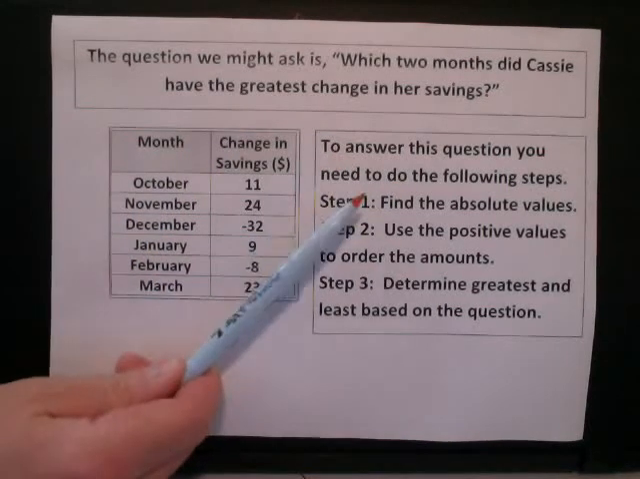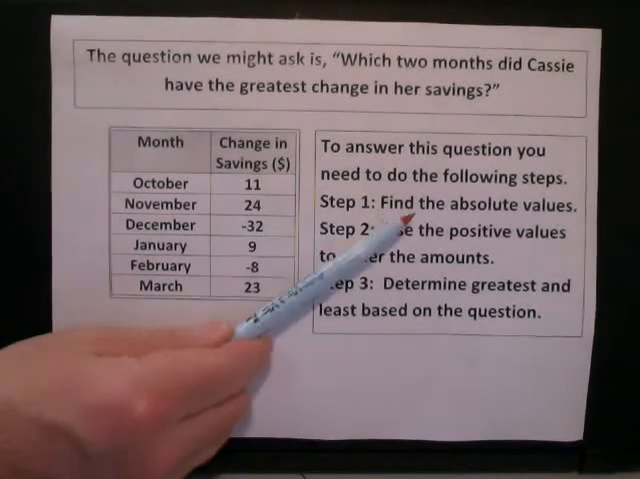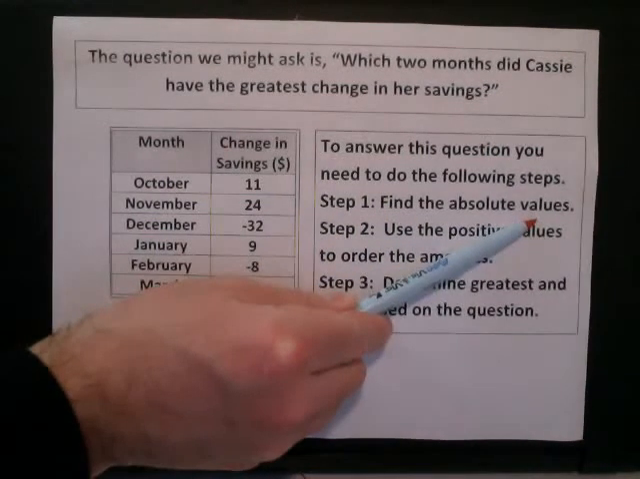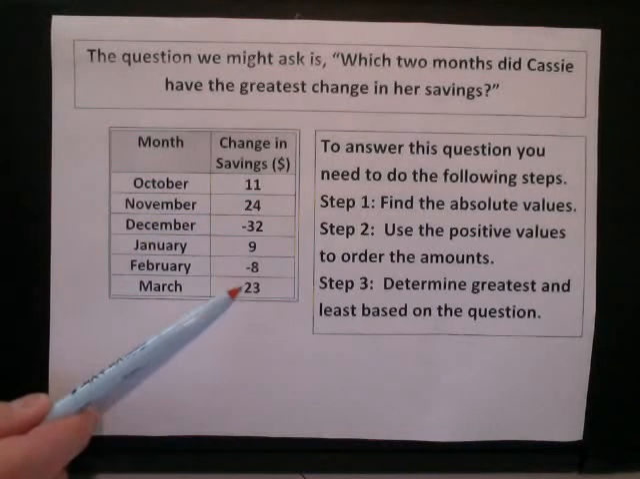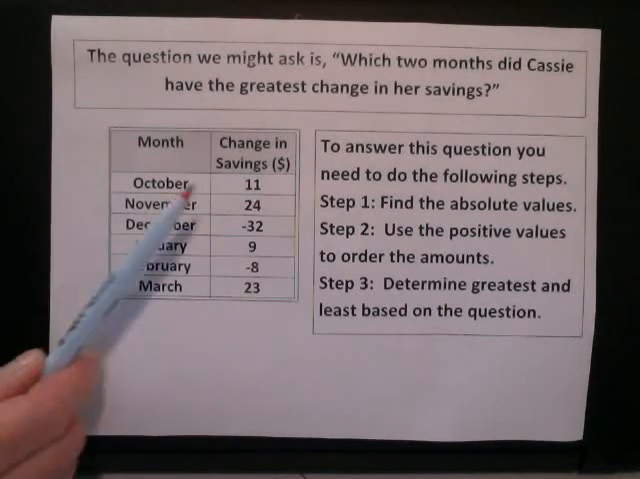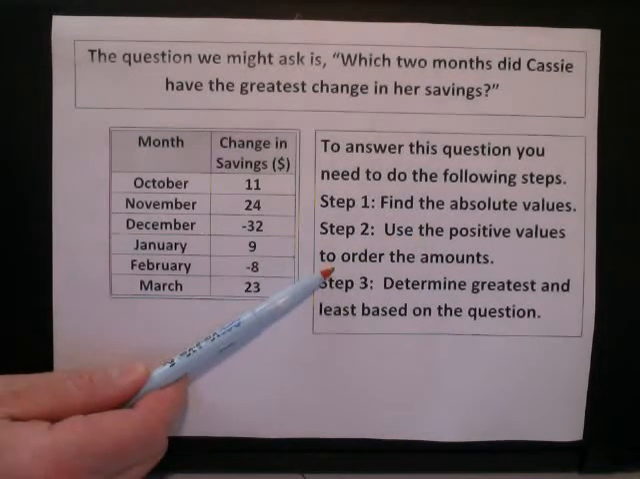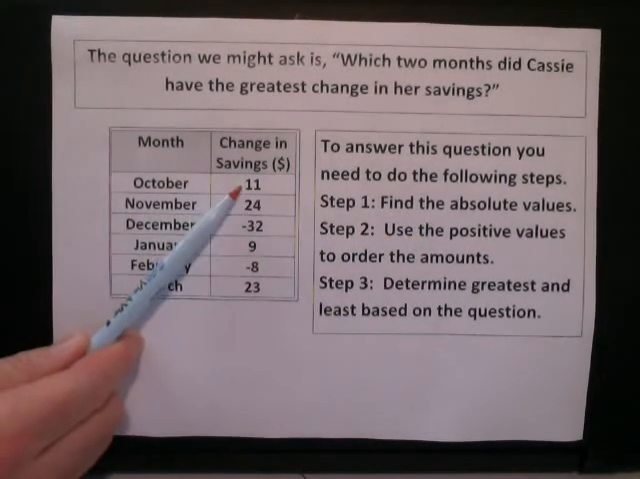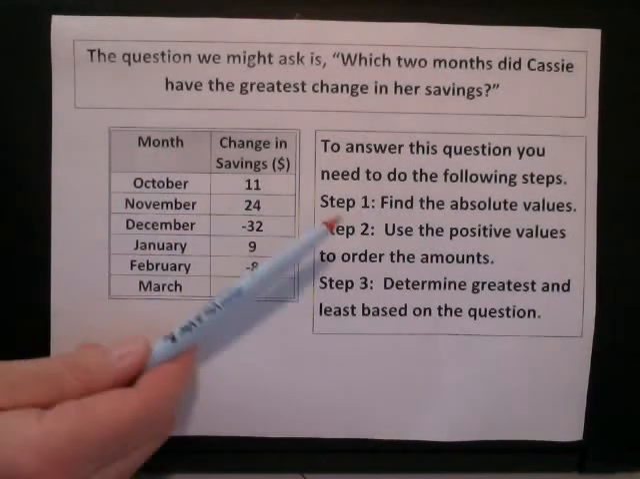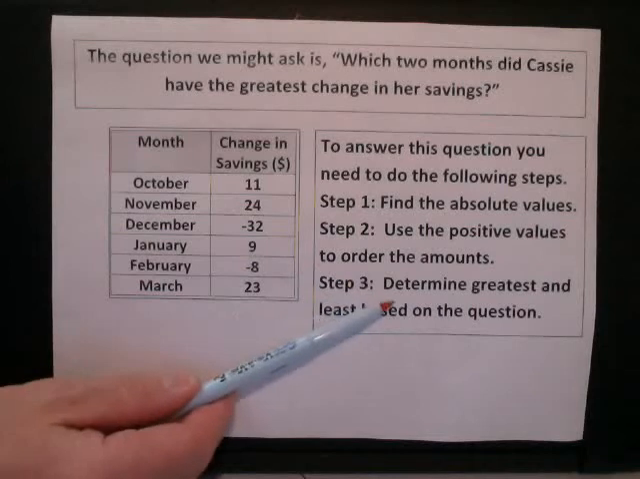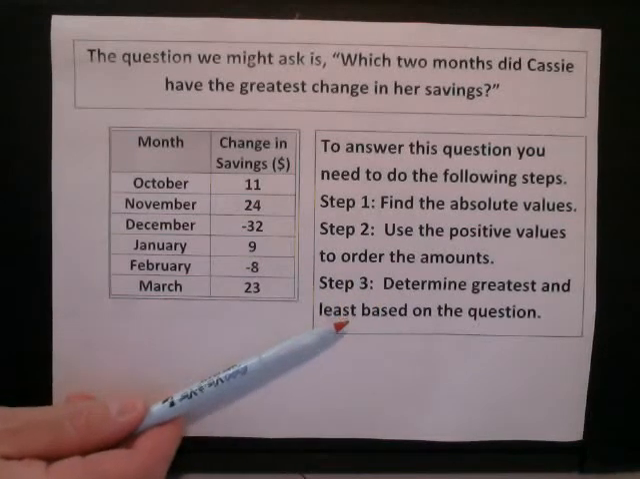So to answer this question, you need to do the following steps. Number one, you need to find the absolute values for each amount. So the first step is to convert each of these into absolute values. All right? Then use the positive values to order the amounts. So once you change these into absolute values, you will then be able to order them. And then the third step is to determine the greatest and the least based on the question.